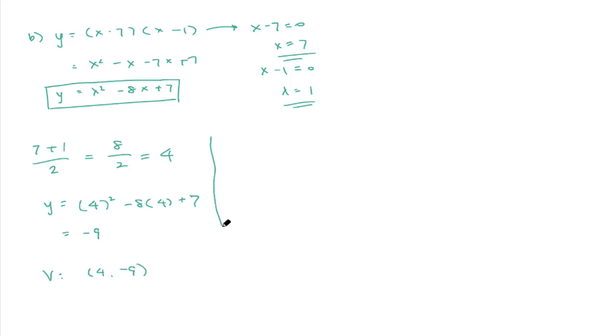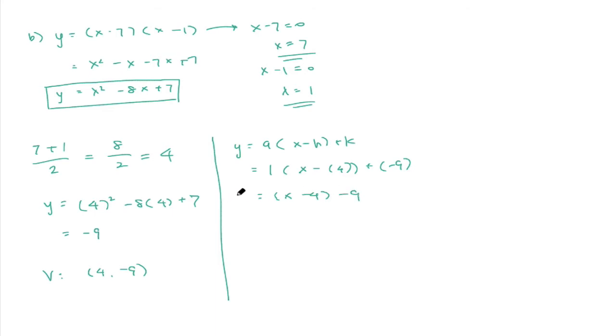So now let's put that into our vertex formula, which is y is equal to a(x minus h)² plus k. So our a value is just 1 since there's nothing in front here, and x is going to be minus, so our first x value was 4, so let's put 4 here, and then our y value is 9, so -9. And if you simplify, we get (x minus 4)² minus 9. So here's our vertex form.